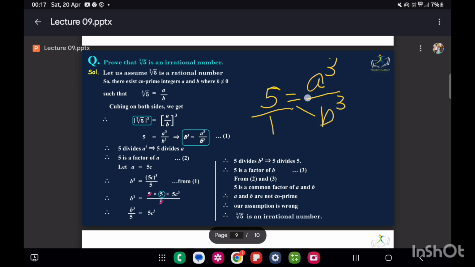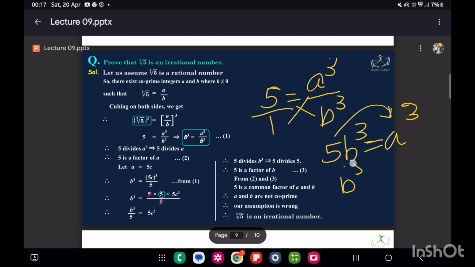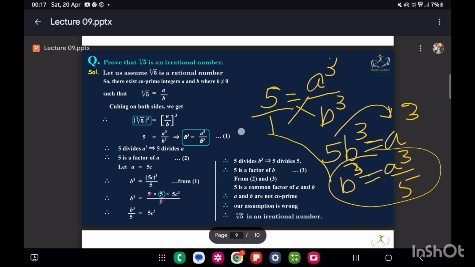Cross multiplying, you will get 5b cube equals a cube. Here we shift the 5 to the right-hand side. We get b cube equals a cube divided by 5, which is written here. So 5 divides a cube.